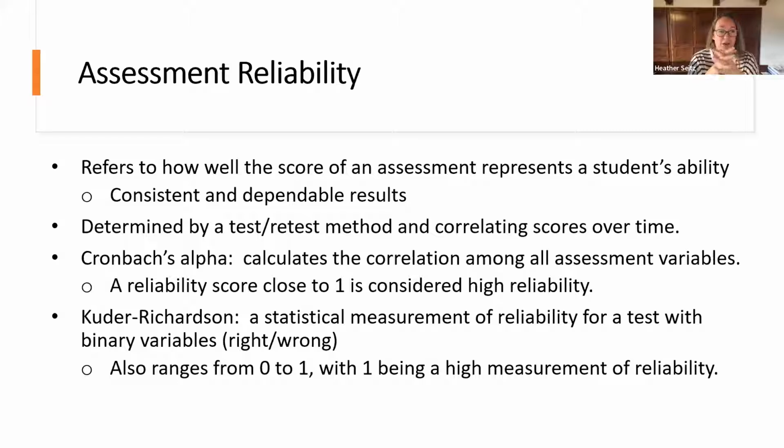And then the Kuder-Richardson, which is what we ended up using, looks at whether it was right or whether it was wrong, right? So there's not a lot of nuance. It's just sort of a 0, 1. Yes, the answer was correct. No, the answer was not correct. And so that was appropriate for our assessment as it's multiple choice. So they either got the answer right or they did not get the answer right.